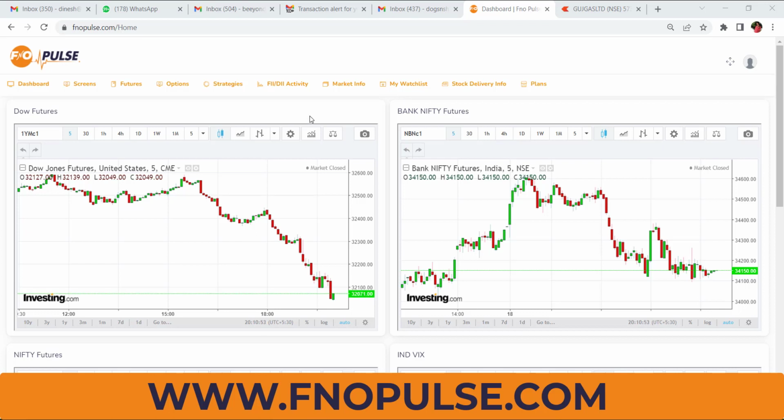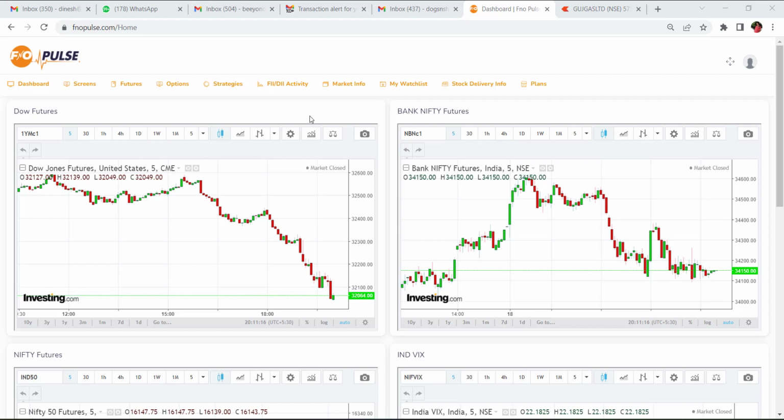Let's see F&O Pulse. F&O Pulse is a futures and options pulse. You will be catching the pulse of futures, options and equity stocks by using the particular stock charts. From these charts you can identify the things. There are more than 75 screens available in F&O Pulse. To know more about F&O Pulse, the first step is to register into F&O Pulse.